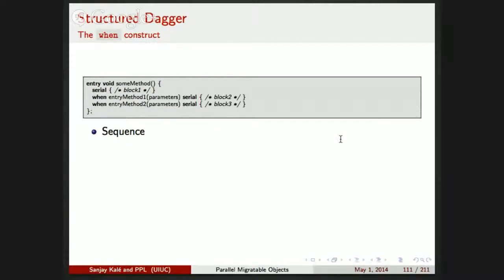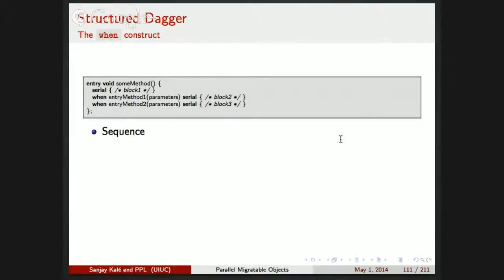I think my question is far simpler. Is entry method 1 some other method declared somewhere else? No, it's declared right there. It's a very valid question. Block 2 is not the entry method 2 code, right? It pretty much acts in this case as if it's entry method 1's code. Block 2 appears to be entry method 1's code, but in fact entry method 1's code is deep inside the bowels of this structured dagger system. It automatically generates the code.